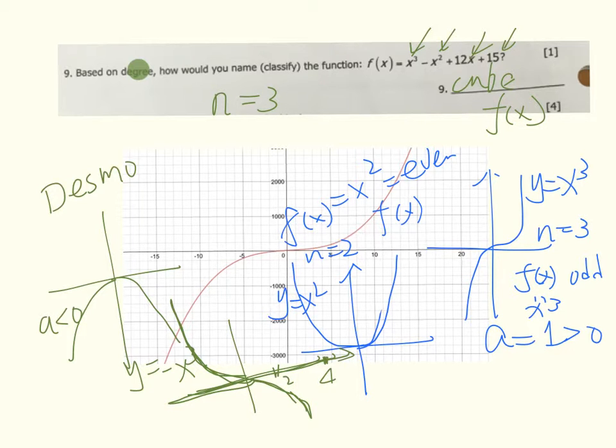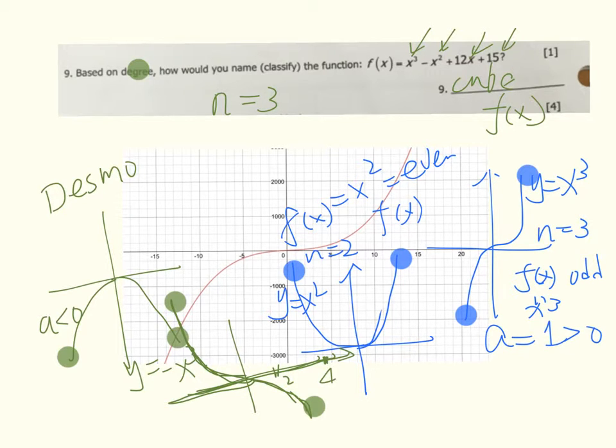And a new concept is end behavior, meaning the end behavior of these functions right here, and how the leading coefficient has an impact on them. So let's look at the blue first. In the even function y equals x squared, as you can tell, when x approaches infinity, y approaches positive infinity.